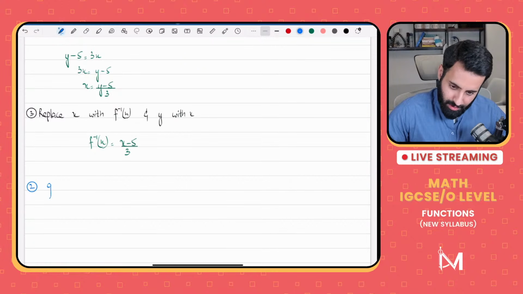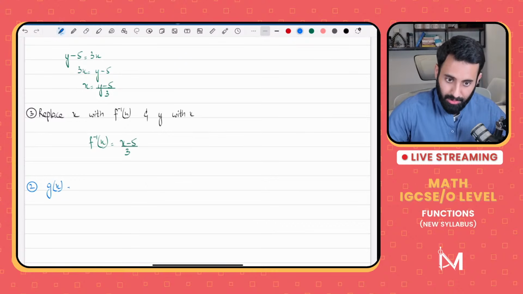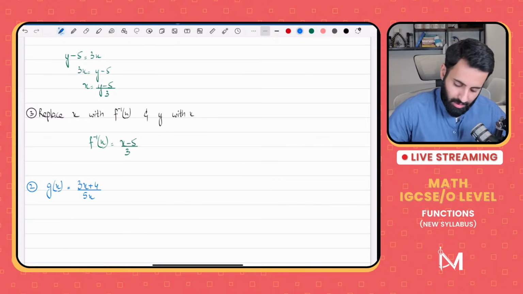Let's say you're given g of x equals (3x + 4) upon 5x, and you have to find g inverse of x.